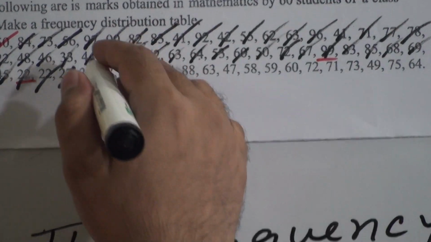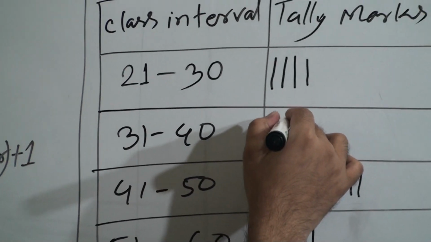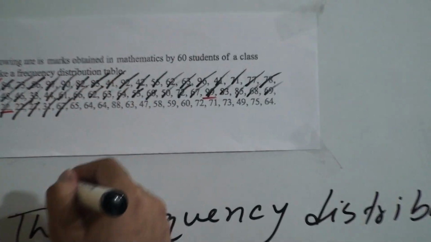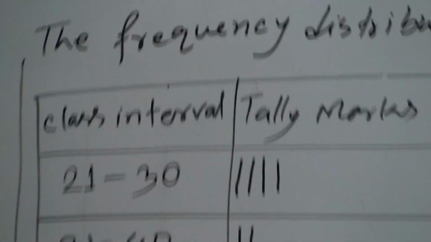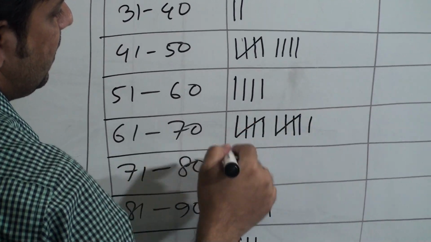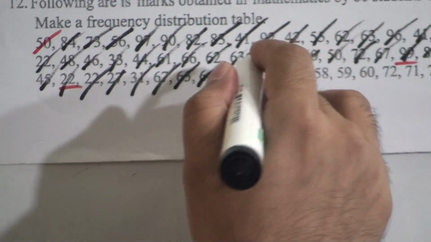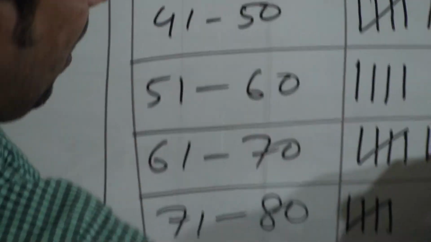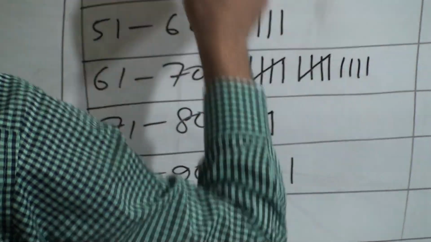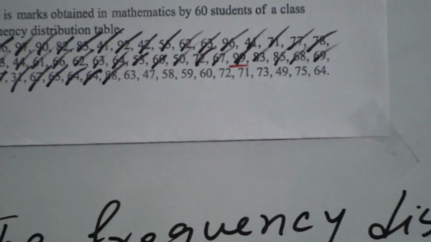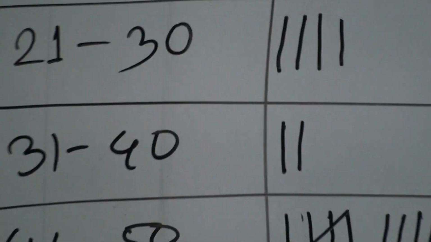Now 31, where is 31? 31 is in the second class. Now 67, 67 is in the class 61 to 70. So here is 61 to 70. Now 65, yes, 64, 64. These three also will be here. 1, 2, 3. Now 88, 88 is in class 81 to 90.